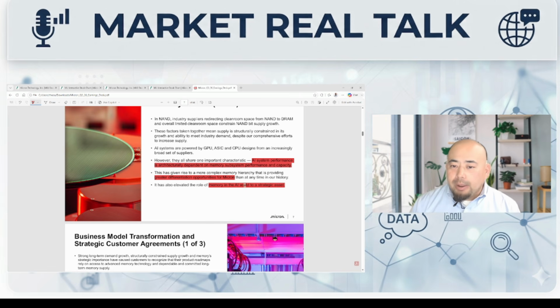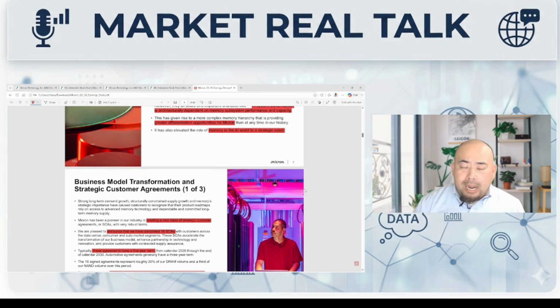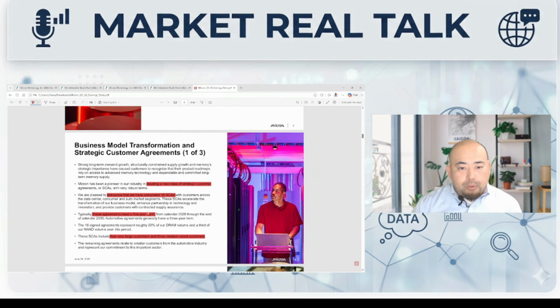And then right here, memory in the AI world to a strategic asset. That's exactly why. What's that company? Anthropic, Claude AI, made a strategic partnership with Micron, because they know if they're going to become number 1 in what they do, they need Micron's backing. So just wanted to share that with you all.